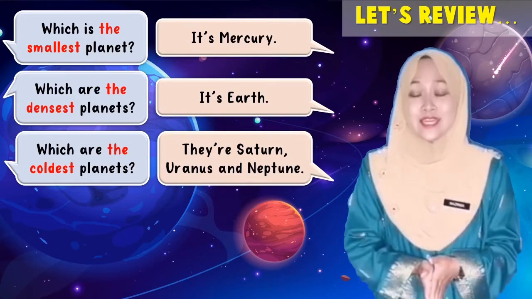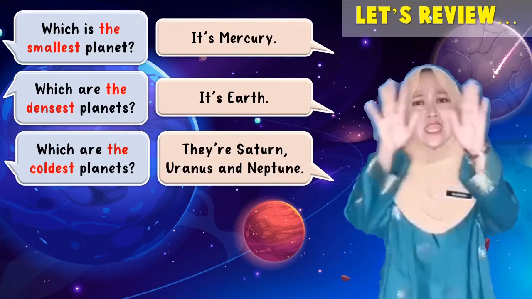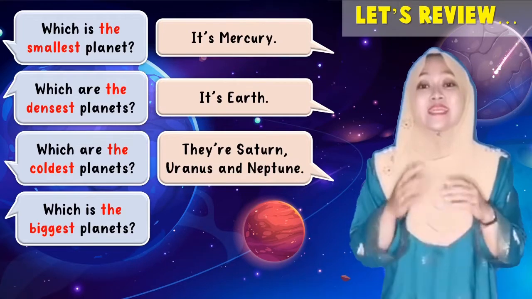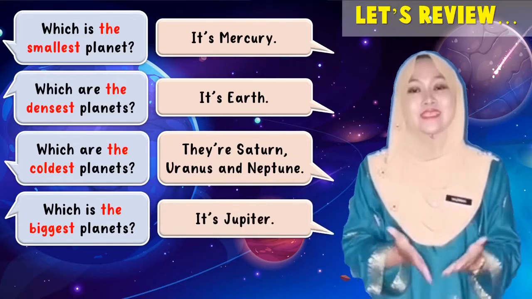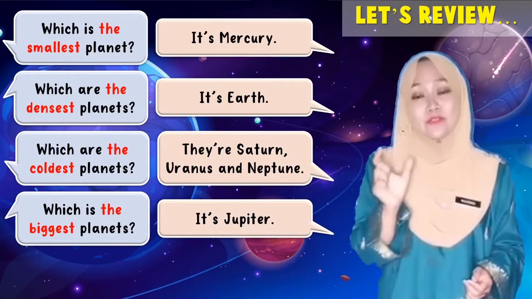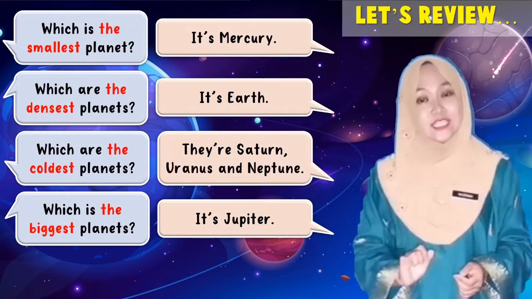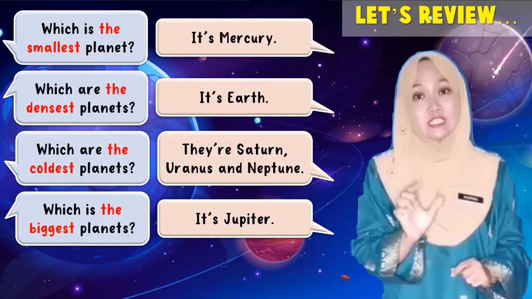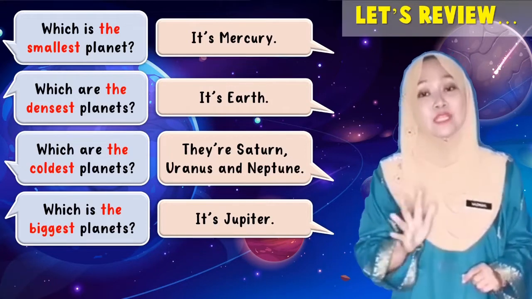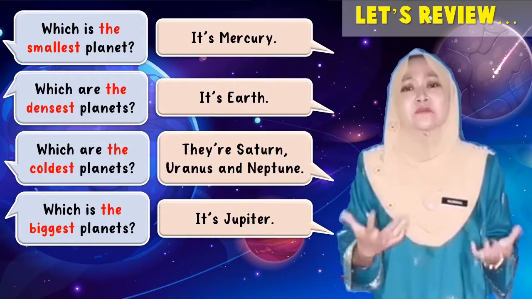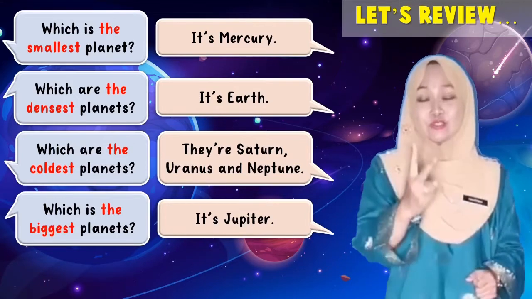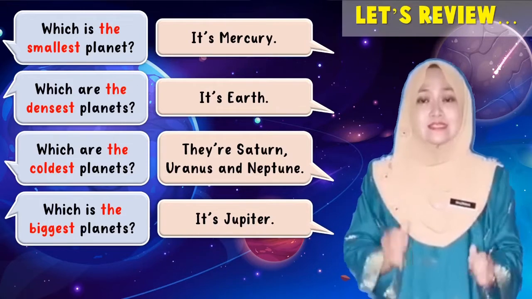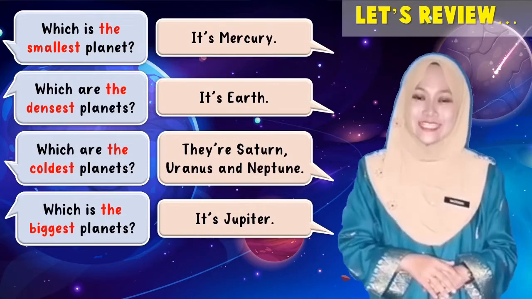And the last one, which is the biggest planet? The answer is, it's Jupiter. Here, again, we put the word the before the adjective and we add on est at the end of the adjective to show that is the superlative adjective and to compare between more than 2 things. Again, here, the biggest is the superlative adjective.